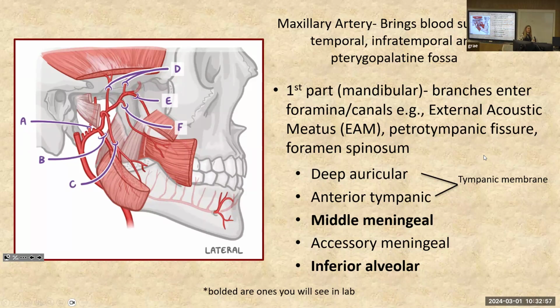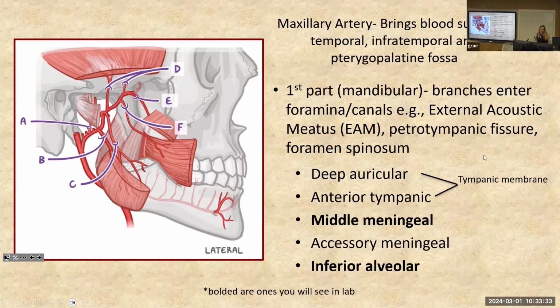This maxillary artery gives some branches right away, and these branches go into foramen. I showed you these two, and I said they innervate the tympanic membrane. So there are some that innervate tympanic membrane. The bolded ones you will find in lab. The inferior alveolar, I already mentioned to you, goes with the inferior alveolar nerve into the mandible. And then the middle meningeal artery is that famous artery that is going to go into the foramen spinosum that the auriculotemporal nerve wrapped around. Remember straddle? And so those you already kind of know too.